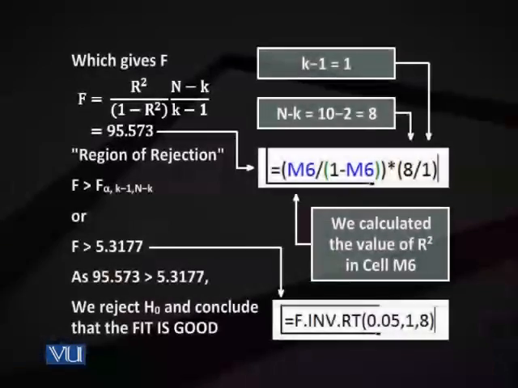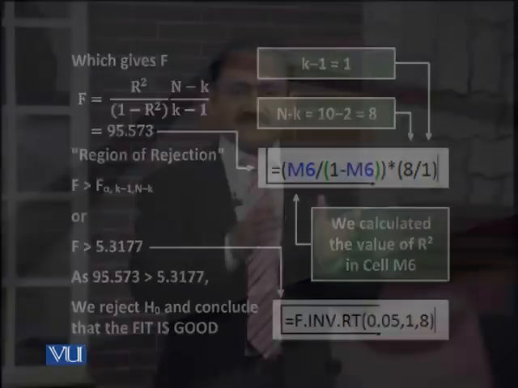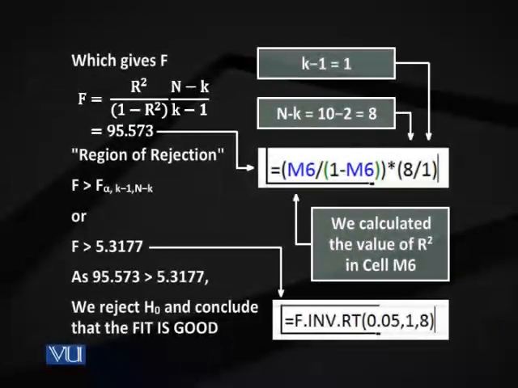So as you can compute the value of various probability distributions using Microsoft Excel, here also you have a formula F.INV.RT. RT means right-tailed. This is a right-tailed value at 0.05 level of significance. You have 3 arguments in this formula. One is the level of significance, the second is the value of k minus 1, and the third is the value of n minus k. So in the slide you see that we have shown equals F.INV.RT with arguments 0.05, 1 and 8. When you enter, you will get the value of 5.3.